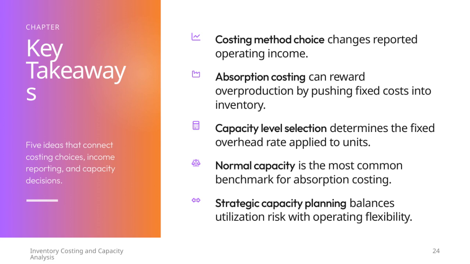When planning capacity strategically, it's important to find a middle ground that manages the risk of under- or overutilization while maintaining enough operational flexibility. Overall, these 5 key ideas illustrate the close connection between costing methods, how we report income, and the decisions we make about capacity. Understanding this interplay helps us make more informed and effective management decisions.